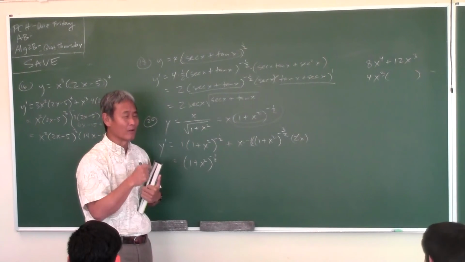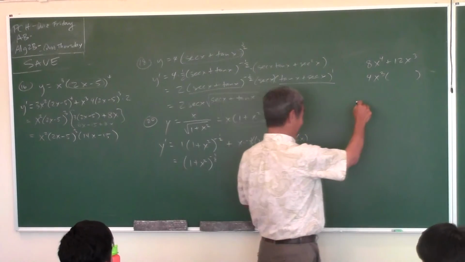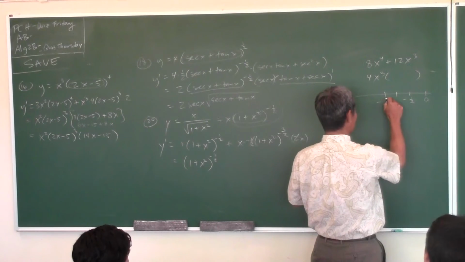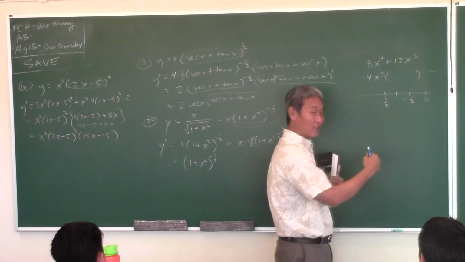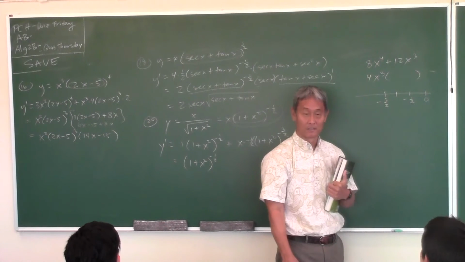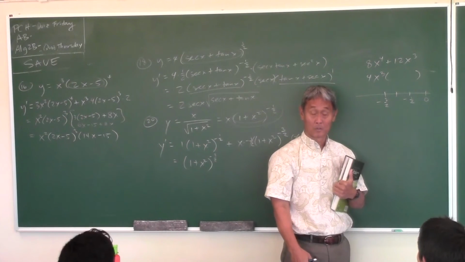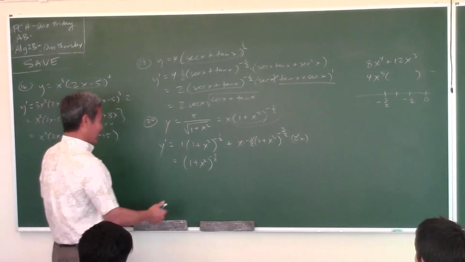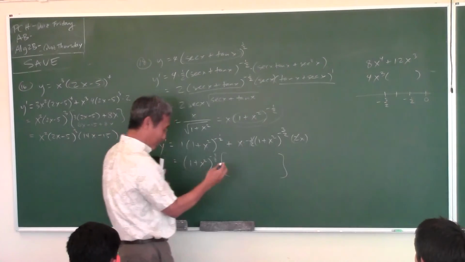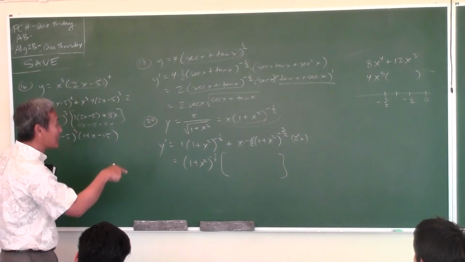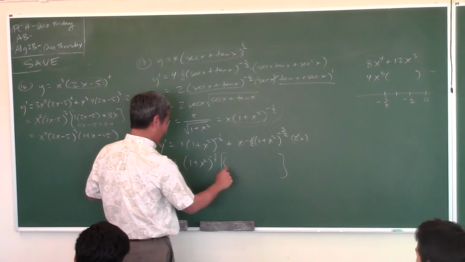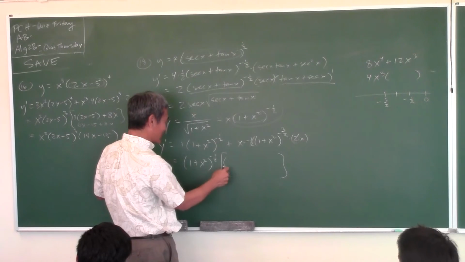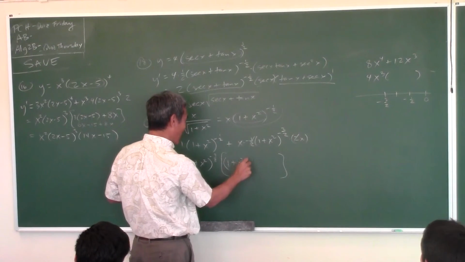Then what's left? Okay, let me draw a number line for you. Here's 0, here's negative half, here's negative 3/2. Do you see that if you're further to the left, it's smaller? No, I'm serious, you guys have to understand this. Okay, so you factor out the smaller exponent, but what's going to be left? If I factor out this to the negative 3/2 from this, what's going to be left? 1 plus x squared to the one.